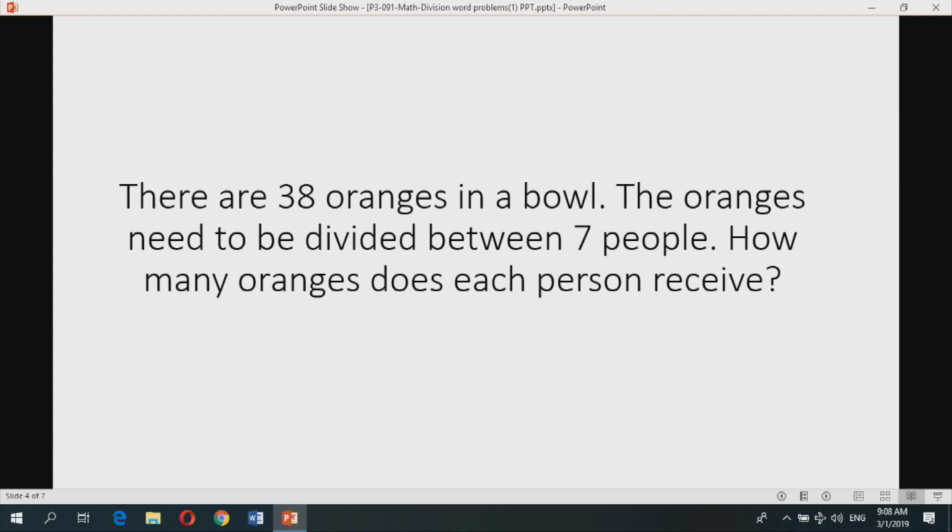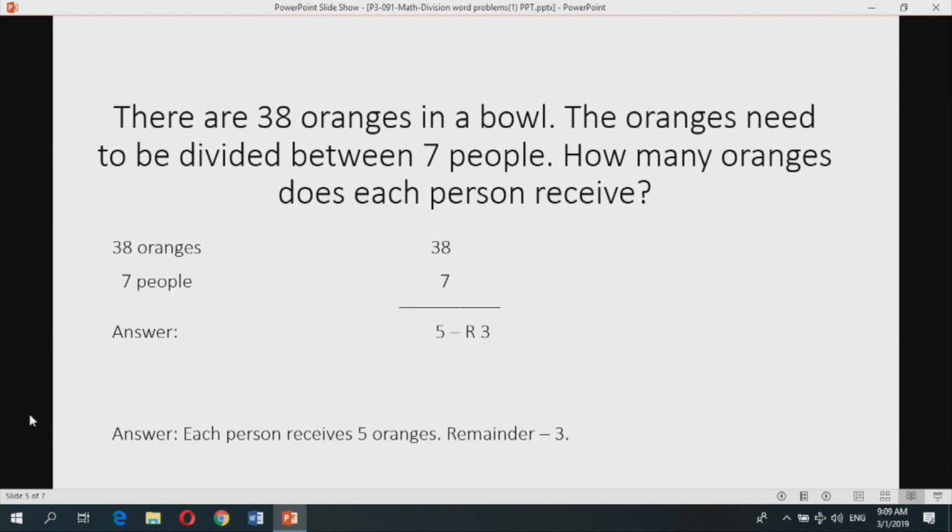Any ideas? 38 divided by 7 equals 5 remainder 3. Everybody agree? 5 remainder 3. Everybody agree? Any more answers? Let's take a look. 38 oranges, 7 people, means that the answer is 5 remainder 3. Each person receives 5 oranges, remainder 3. Excellent, guys, well done. Remainder 3 means that after everybody gets oranges, there are 3 left over.